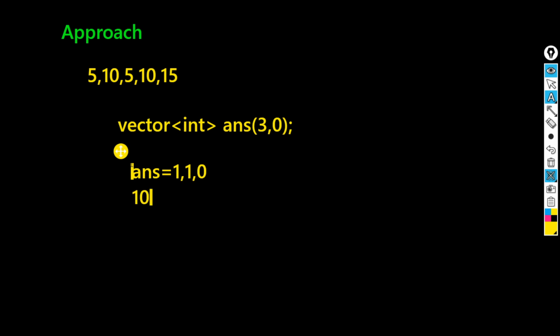Now again 10 comes, so 10 minus 5 equals 5, so we require one 5, so I will again decrement it. Now 15 comes, so 15 minus 5 equals 10, so I have this 10, so I will again decrement it. So the queue becomes empty. So at the end I will return the answer as true, or yes.